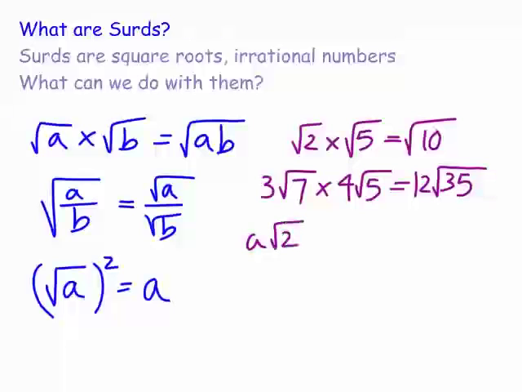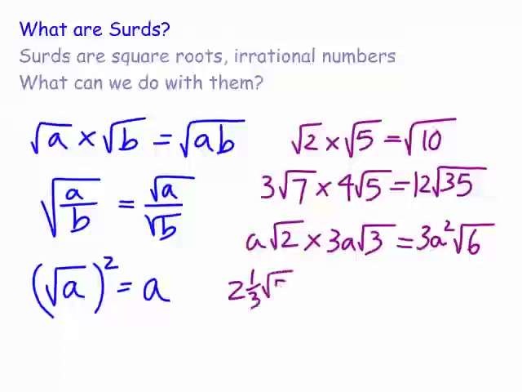Okay, how about I have letters at the front? A root 2 times 3a root 3. Okay, well we still can do this. We can go a times 3a is actually 3a squared. Square root of 2 3s are 6.